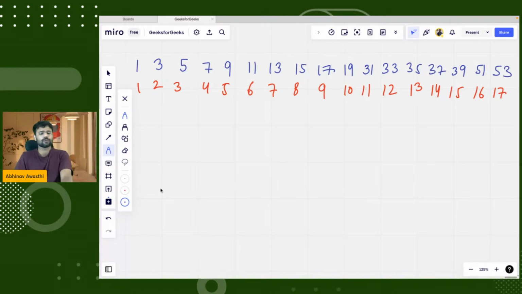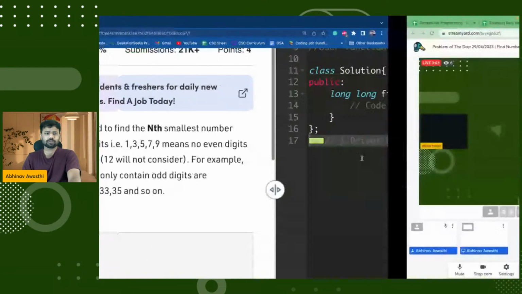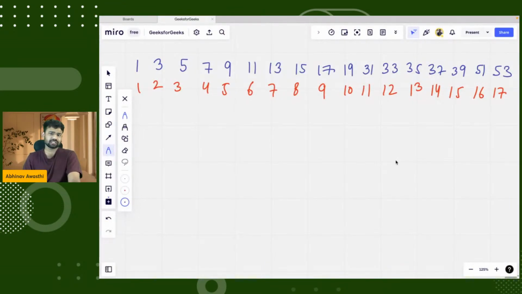If you focus on one thing here, you can see a pattern in this particular series. What's that pattern? Can you get it? The pattern is, you can see the first five numbers, then the next five numbers, then the next five numbers, and then the next five numbers, like this.